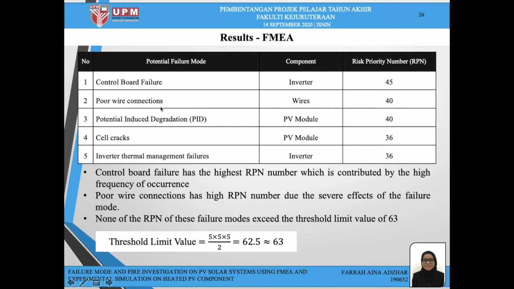Other than that, poor wire connection comes in second with a value of 40. The reason why the RPN for poor wire connection is really high is because of the severe effects of the failure mode. If there is a poor wire connection, there is a probability of fire being established. But fortunately, none of the RPNs of these failure modes exceed the threshold limit value of 63. So none of these is so severe that immediate action needs to be taken.